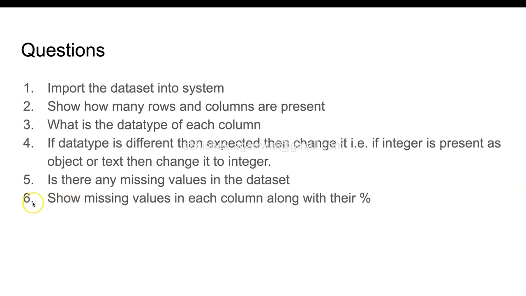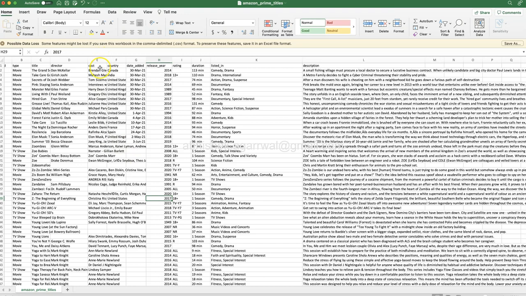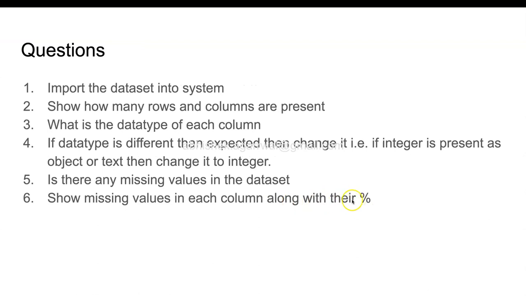Then what it is asking in step 6 is to show the missing values in each column. So for example, how many missing values you have here, here, and here, right? What is the count, and what is their percentage? That's what step 6 is showing.